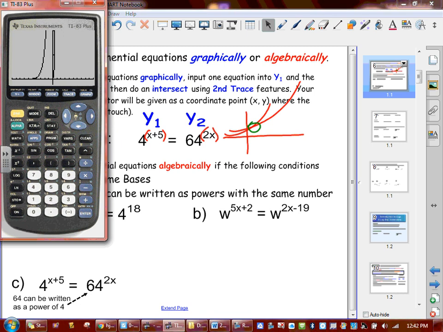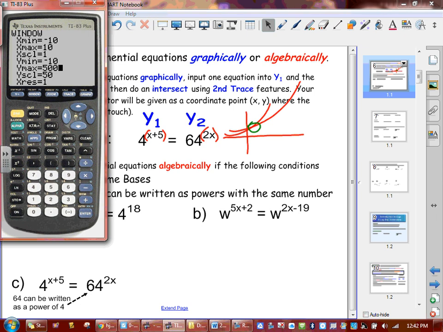So we go back to our window, and I'm going to take my y maximum. 100 didn't work, so I'm going to put 500. Then I hit the graph button again. Now we see if we can see where they touch. 500 is still not quite far enough. So we go to our window again and extend it some more. I'm going to go to 800 and see what happens. You can go to 1,000 if you want. Then I hit graph again.